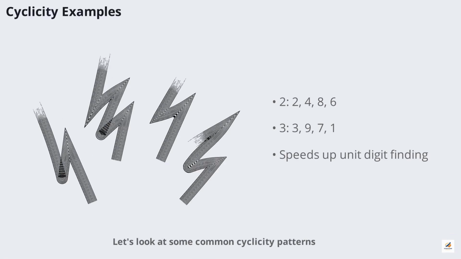Let's look at some common cyclicity patterns. Digits ending in 2 repeat in a cycle of 2, 4, 8, 6. Digits ending in 3 cycle through 3, 9, 7, 1. Recognizing these patterns helps you quickly find the unit digit of large powers without full calculations.